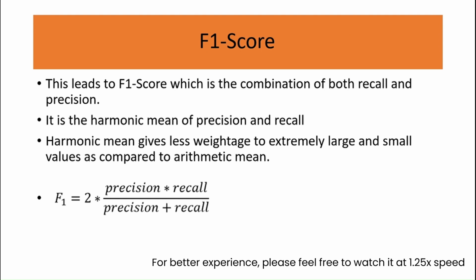Now this leads to an F1 score, which is the combination of both recall and precision. So F1 score is the harmonic mean of precision and recall. Harmonic mean gives less weightage to extreme large and small values as compared to the arithmetic mean. So what is harmonic mean? F1 is equal to 2 into precision into recall by precision plus recall. This is the formula for calculating F1 from precision and recall.